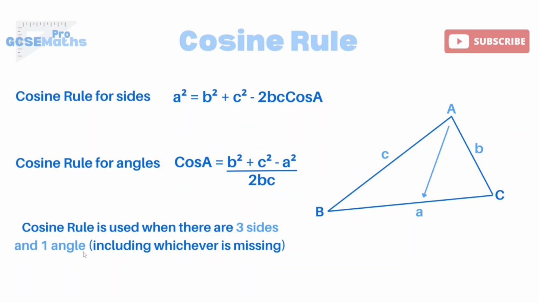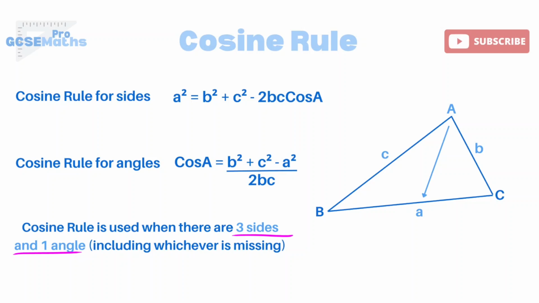Now, with cosine rule, we're going to use it when we have three sides and one angle. As I said in the previous video, with sine and cosine rule, you're going to have four pieces of information, not three. So SOHCAHTOA, you normally have three, don't you? With sine and cosine rule, we're going to have four. That's including whichever is missing, so whichever side or whichever angle they want you to calculate in the question, that's included. In this case, with cosine rule, we're going to have three sides and one angle, okay?